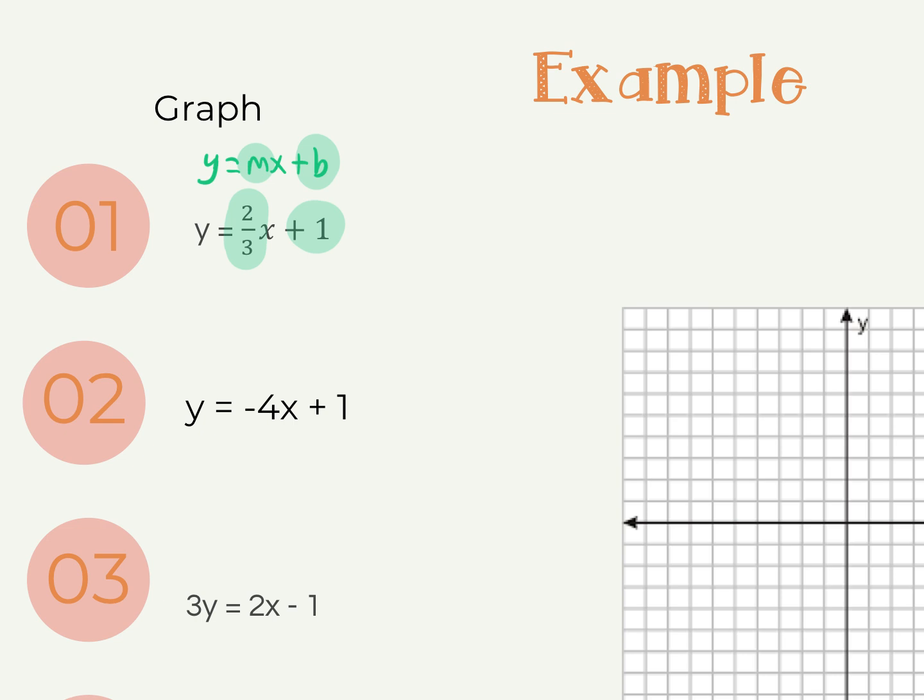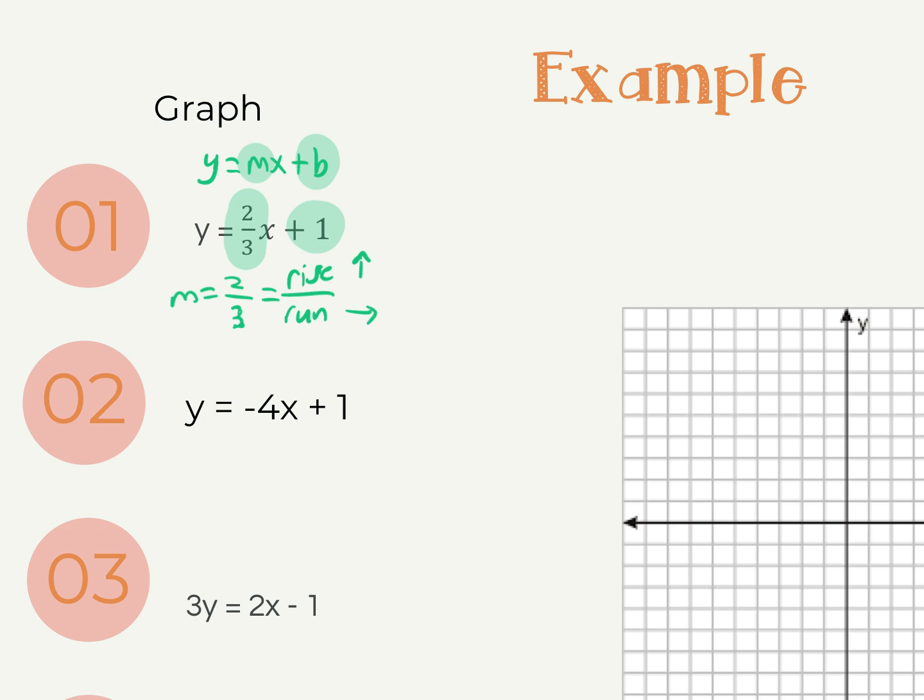Your m here is going to be 2 over 3, so I'm going to write m equals 2 over 3. That's the number in front of your x. And again, think of the m as your rise over your run, or the change in y over the change in x, right? So if your rise is the number on top, then that means you're going up 2 units. It's a positive 2. And your run is a positive 3. That means you're going to the right 3 units.